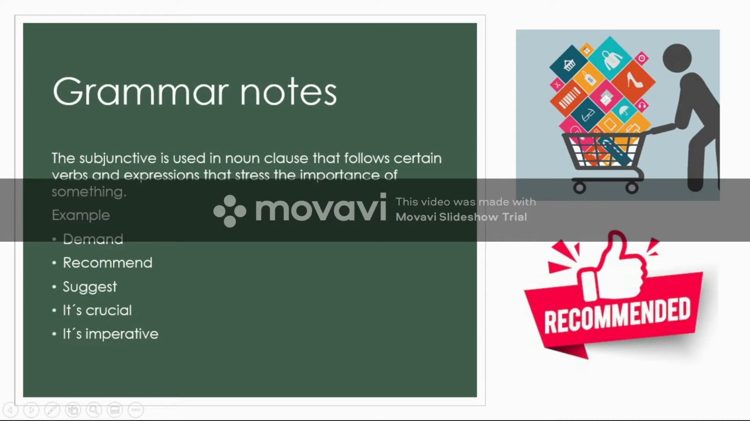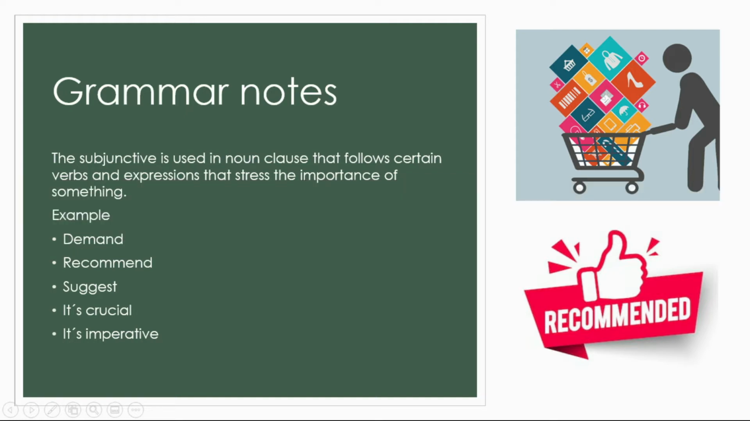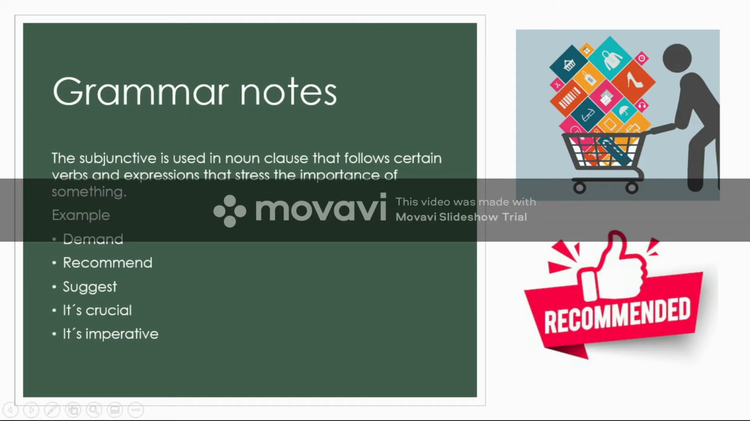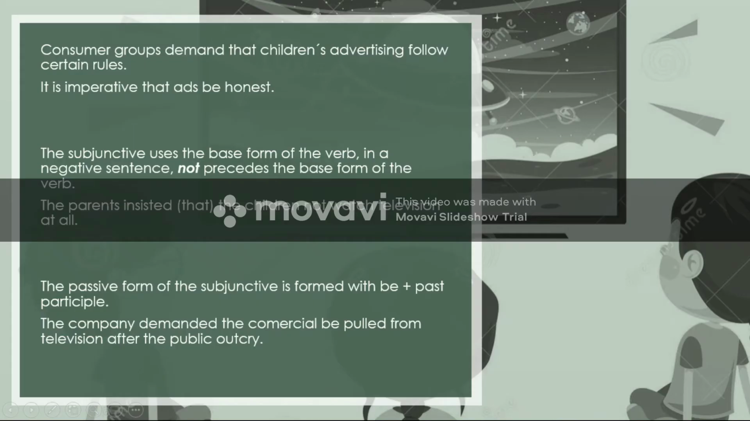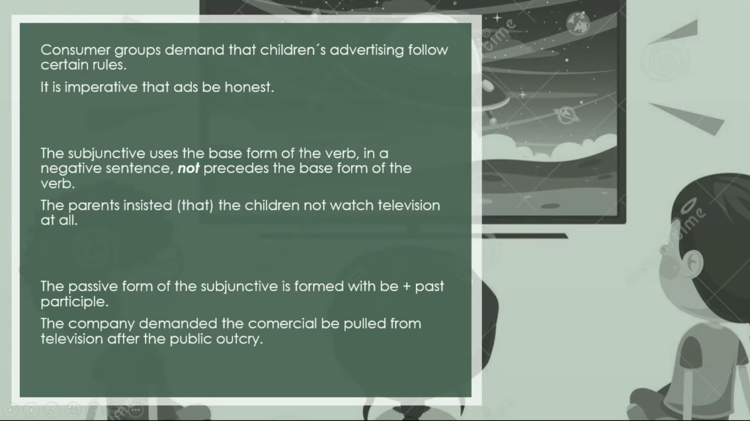Grammar notes. The subjunctive is used in noun clauses that follow certain verbs and expressions that stress the importance of something. For example, demand, recommend, suggest, it is crucial, it is imperative. Consumer groups demand that children's advertising follow certain rules. It is imperative that ads be honest.